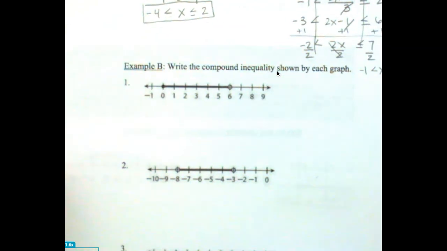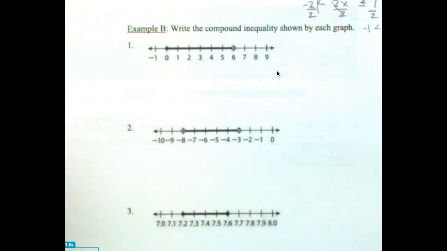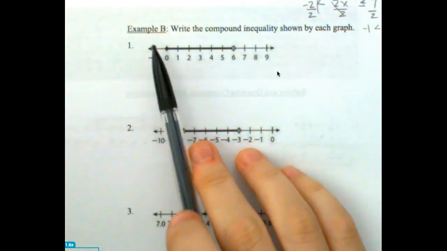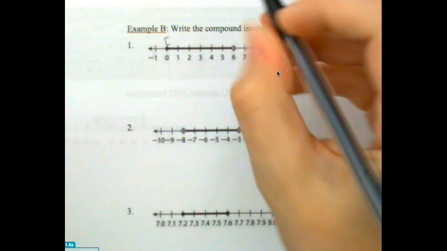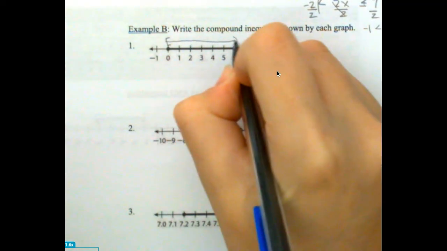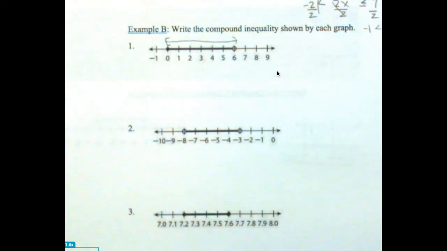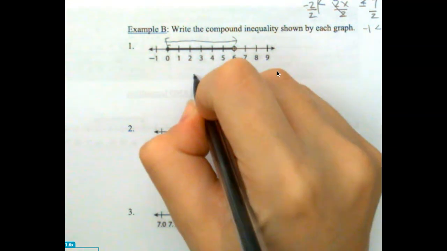The last thing that I want to do are some examples of looking at the graph and being able to write down the inequality that's shown. So if we remember, closed circles are the same thing as brackets. So this is like saying this. So if I have a closed circle, it's just like having a bracket. If I have an open circle, it's just like having a parentheses. So when I write these kind of compound inequalities, I'm going to put x in the middle.